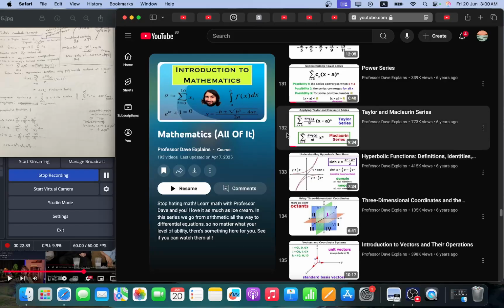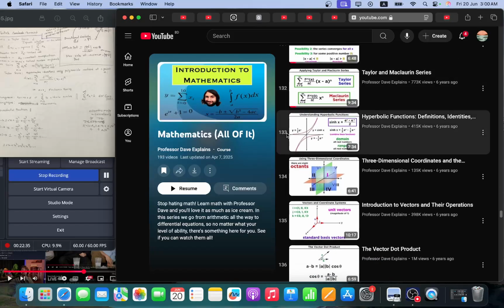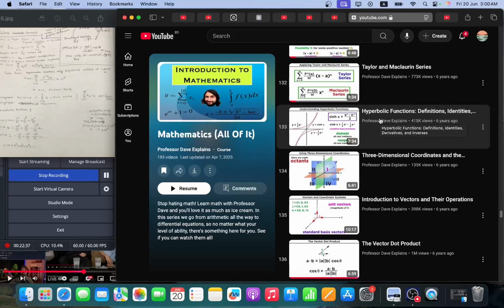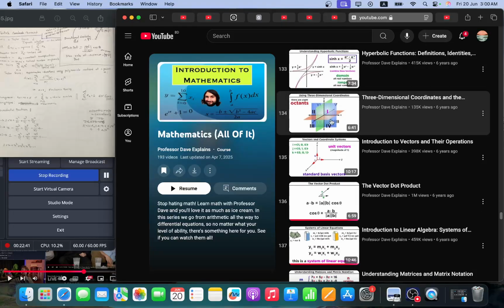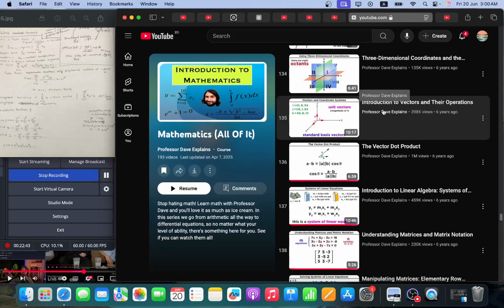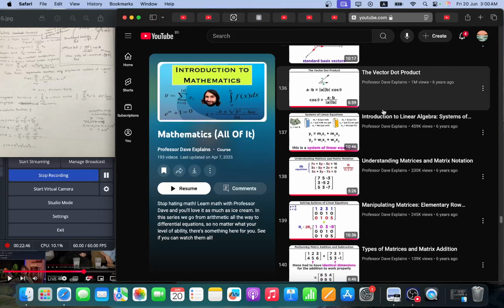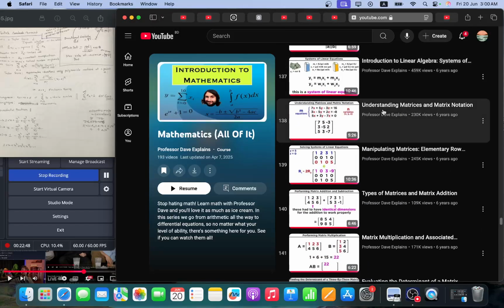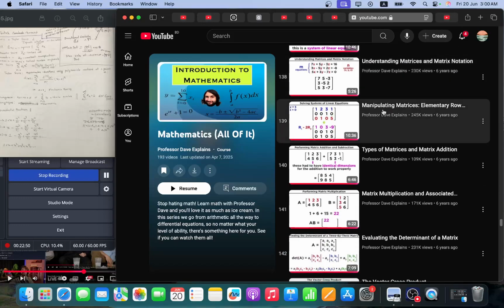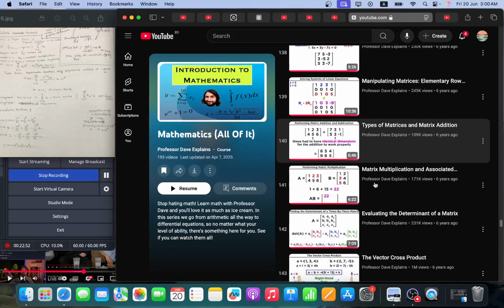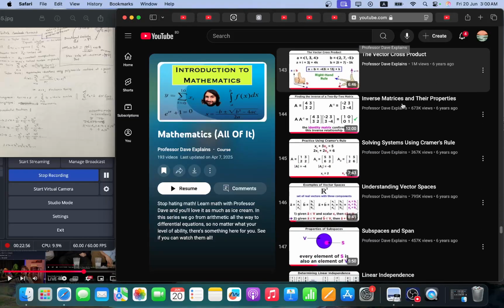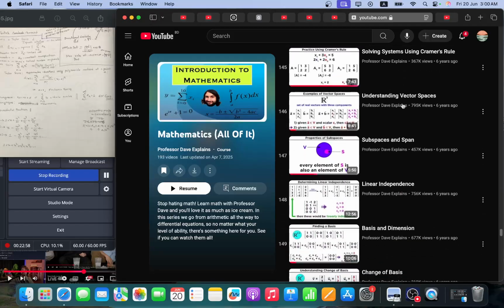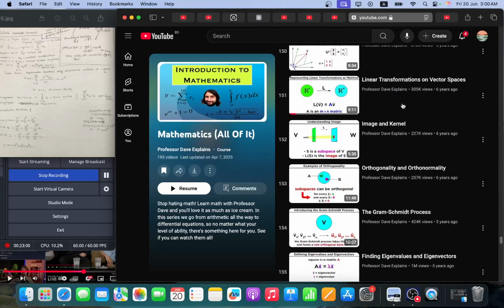31 and 32 are Taylor and Maclaurin series. 33 is hyperbolic functions, definitions and identities, not related to series, then three-dimensional coordinates and stuff like that. Introduction to vectors and their operations, dot product, linear algebra systems. So okay, understanding matrices and matrix notation, evaluating the determinant of a matrix, the vector cross product, inverse matrices and their properties, understanding vectors, linear, etc.